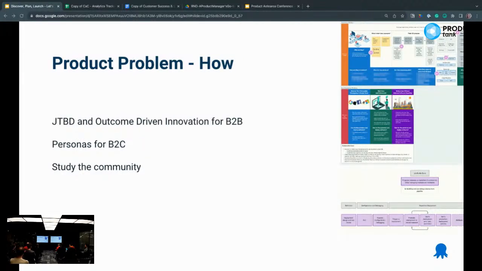How did we do that? I love personas and everything about them, but I don't really think they work for B2C, at least in the beginning. So instead, we employed jobs to be done and outcome-driven innovation. We spent maybe a couple of months just asking people what job they do. We tried to make it as generic as possible, but not too generic, so it's still within our goals and vision as a company.